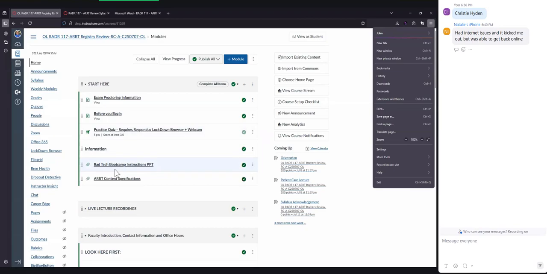Right here under information, we have a RadTech Bootcamp instructions PowerPoint presentation. Follow the steps in it. Keep in mind that the presentation was made with an older version of Cloverleaf's RadTech Bootcamp, but the instructions are essentially the same.